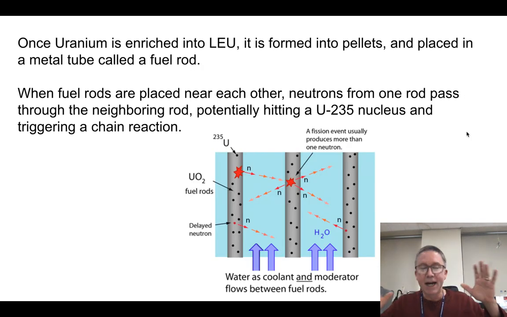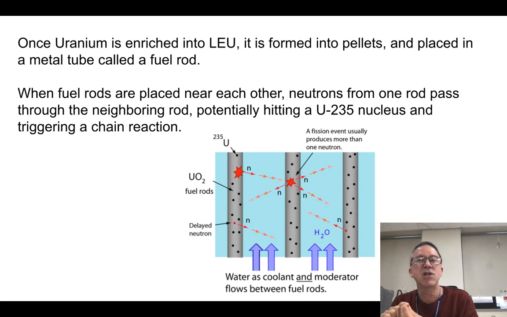Okay, but let's just say I have the LEU now. I have that low enriched uranium. What I do is I fashion it into pellets. You might have heard the term yellow cake. So yellow cake is uranium oxide, which is how it's usually processed and made into a ceramic pellet. And the ceramic pellet is put in a titanium metal tube. We call that a fuel rod.